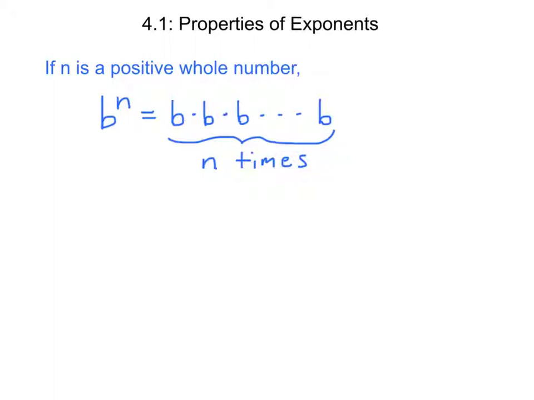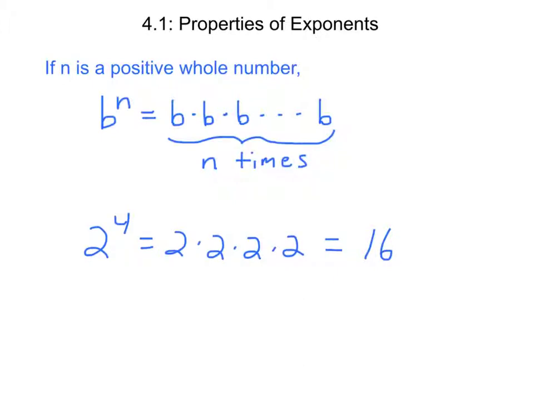Now if n is a positive whole number, then b to the n power would equal b multiplied times itself n times. In this case, the number b is called the base and the number n is called the exponent. For example, 2 to the fourth power would mean 2 times 2 times 2 times 2. So when you multiply that together, the answer would be 16.